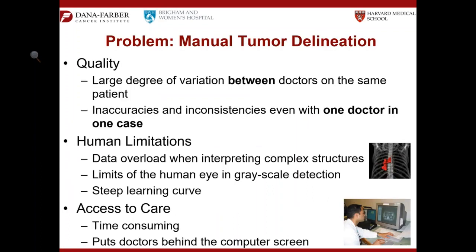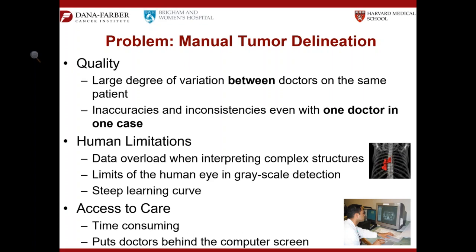So what are some of the challenges we face with the current state-of-the-art of radiation oncology, where we do these manual tumor delineations to develop a target that we then aim the radiation at? Some of the big problems are, one, ensuring adequate quality. There's a huge degree of variation between doctors on the same patient, and that's been shown time after time in multiple different cancers. Even within one doctor, on one case, there are often inaccuracies and inconsistencies. And for someone like me who's had 10 years of training, 5 years of experience, even when I look at my own cases, I will find inconsistencies from slice to slice.